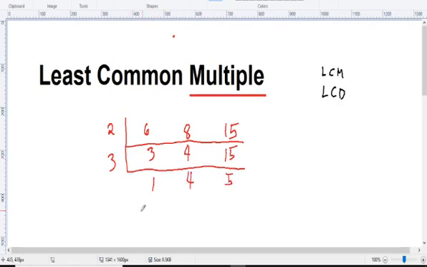So 2 times 3 is 6, times 1, and then times 4 is 24, times 5 is 120. And so the least common multiple of 6, 8, and 15 is 120.